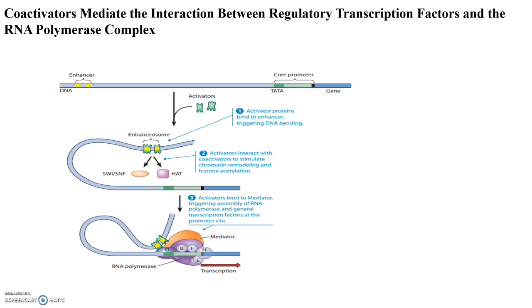The activators interact with coactivators such as chromatin remodeling proteins and histone acetyltransferase, which alter chromatin structure to make the DNA in the promoter region more accessible. Finally, the activators bind to mediator, which facilitates the correct positioning of RNA polymerase and the general transcription factors at the promoter site, and thus allows transcription to begin.